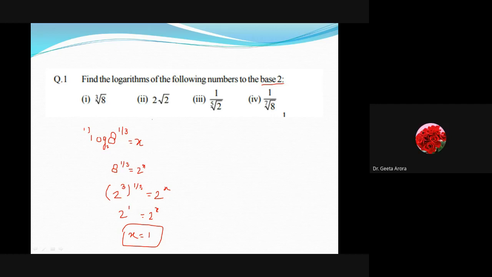Here, in all the parts we are looking for log 2 of these numbers. Let me start with the second one. The second one is again log 2 because it's given in the question, the base is given. We are looking for 2 root 2, we are looking for these values. Root 2 with log base 2 will give me which value, that we have to calculate.